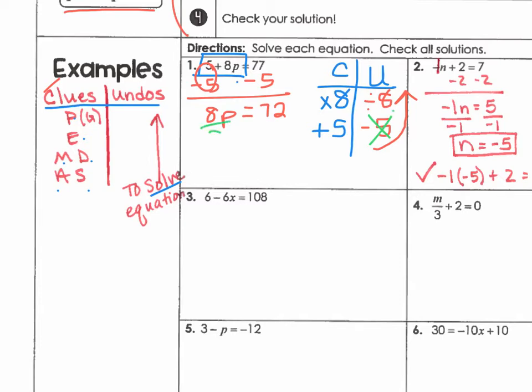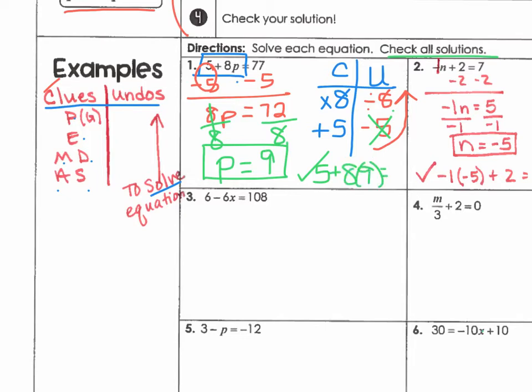So if I do one thing to the left side, I have to do it to the right side. Alright, so we're going to divide by 8, which is 1, leaving me with my variable, 1p. So I've isolated my variable. And then I have 72 divided by 8, which is 9. Okay, it always tells you to check your solutions. So it's just a real quick mental check. Type it in, do something. But 72 plus 5 is in fact 77. Okay, just a quick check there.